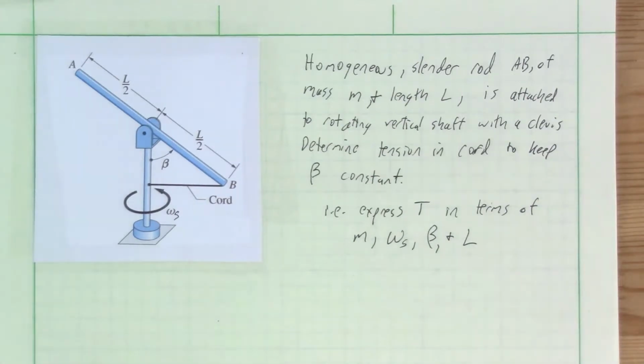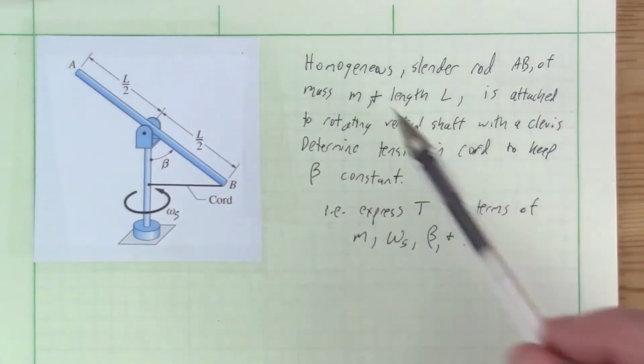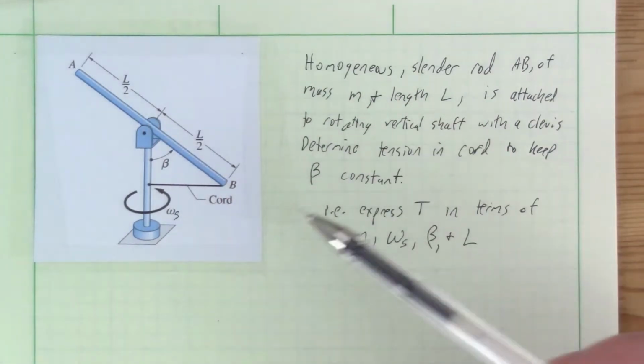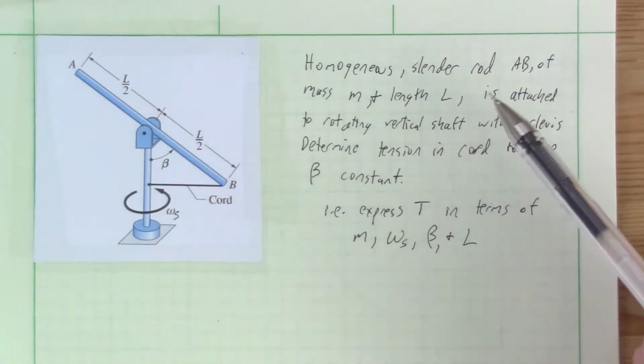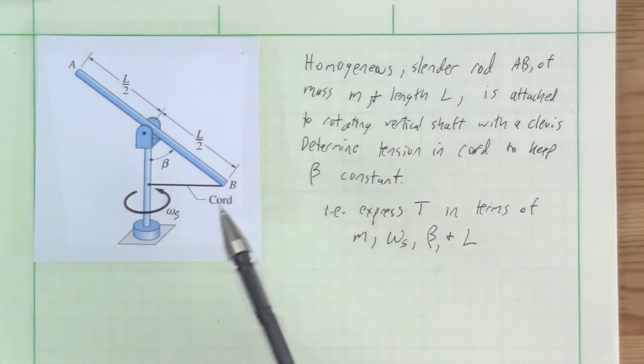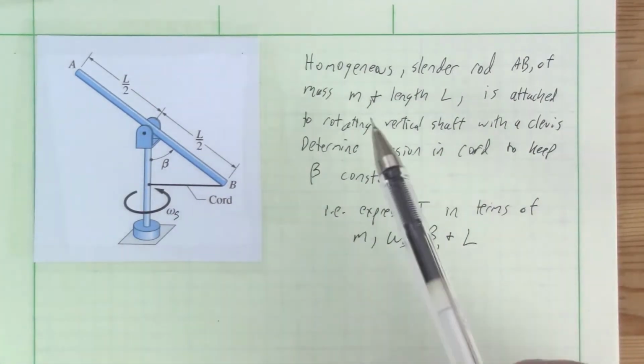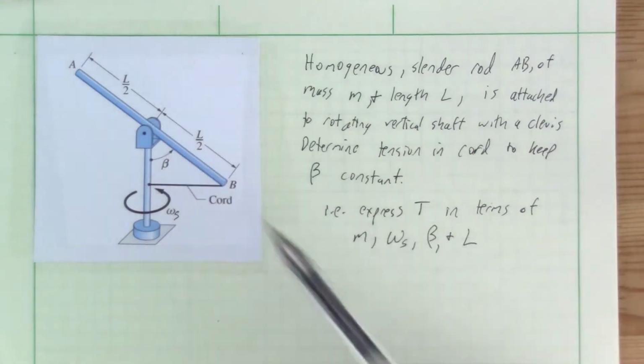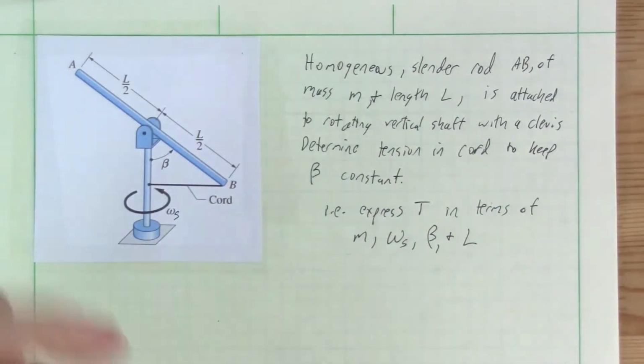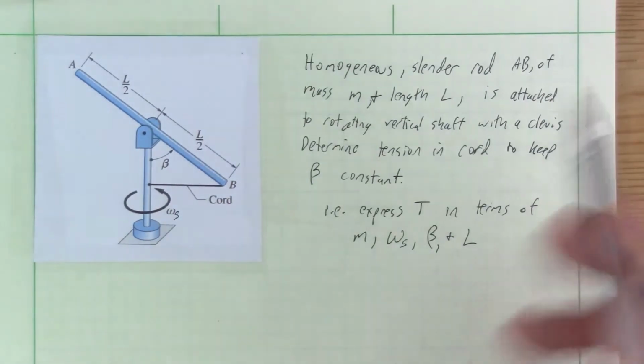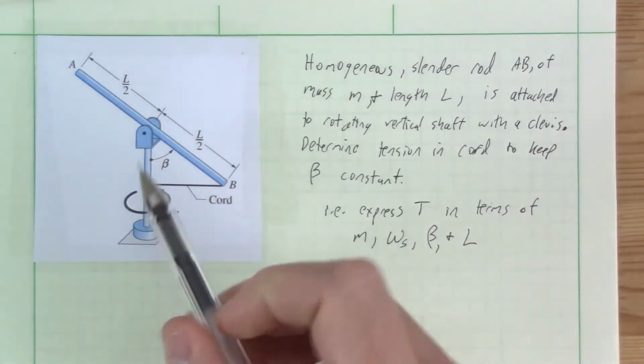Okay, so in this last example, we have a slender rod. Homogeneous means that it's a uniform mass distribution throughout, labeled as AB here. It has a mass of m and a length of L, split in half, L over 2. What I mean by split in half is it's pinned right in the center, at its center of mass, and with what we call a Clevis connection.